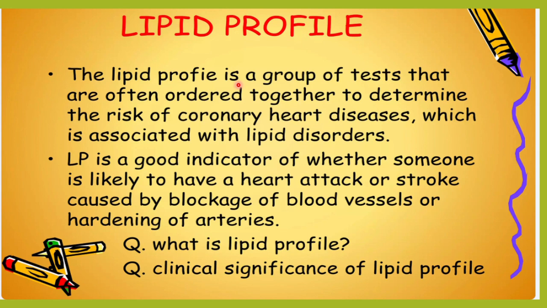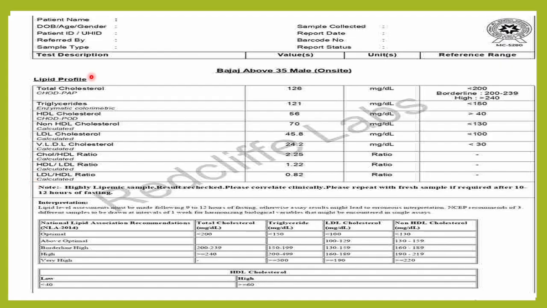Because many of these coronary artery diseases are caused by dyslipidemia, the easiest, the cheapest and the best way to assess the lipid levels in our body is by lipid profile. Lipid profile is a good indicator to say whether someone is likely to have a coronary artery disease or a cerebrovascular accident like stroke, etc. And all this will be caused by the blockage of the blood vessels or because of the narrowing of the arteries.